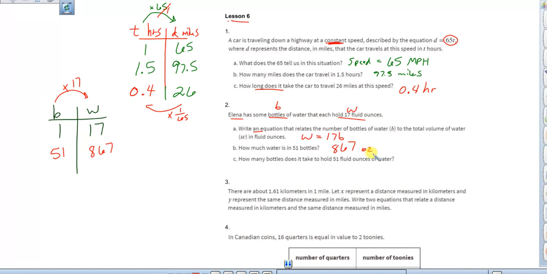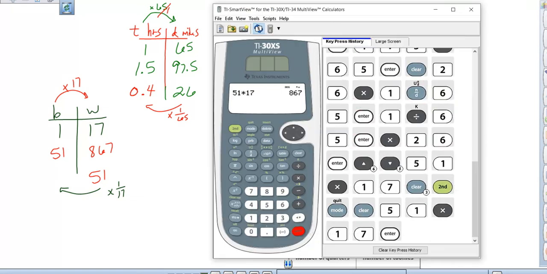867 ounces. And how many bottles does it take to hold 51 fluid ounces of water? So when I've got 51 fluid ounces of water, I don't multiply by 17 to go back to the bottles. I can multiply by 17's reciprocal or divide by 17, whichever floats your boat. If you have a 4-function calculator, you're probably just going to divide by 17, and that's fine. Let's do it that way. That way you can see what it looks like.